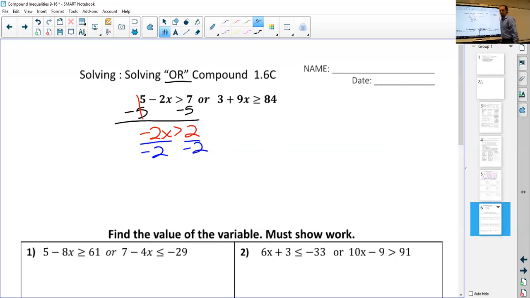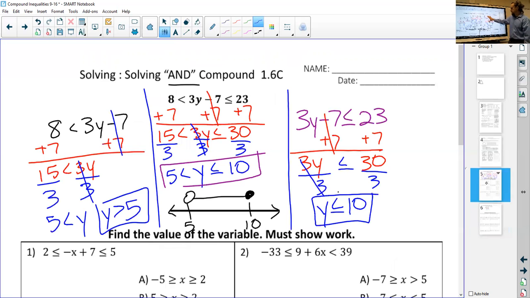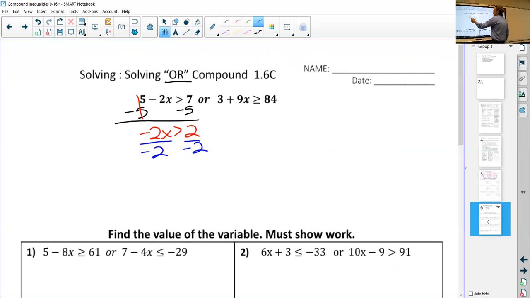Remember, the rules still apply. We didn't see it on this example, but if this was negative, we would have flipped both of these symbols. But over here, since we divided by -2, instead of X is greater than, now we have X is less than. 2 divided by -2 is -1. And then we can split this off here.